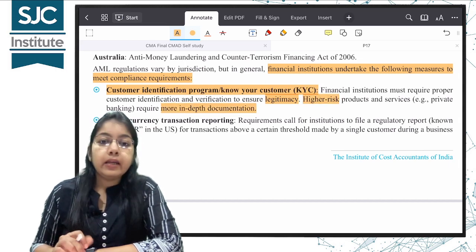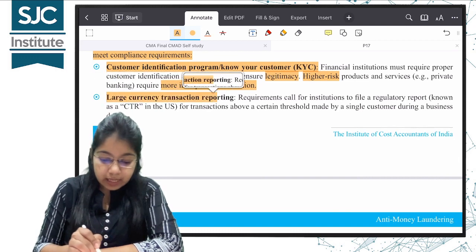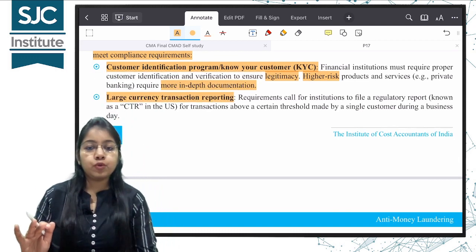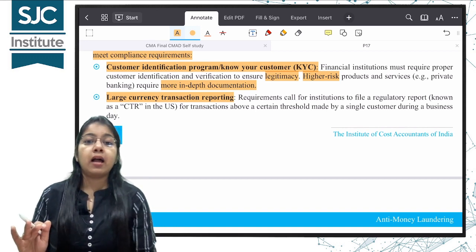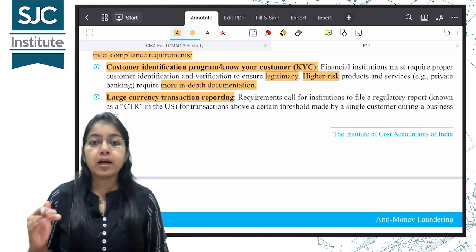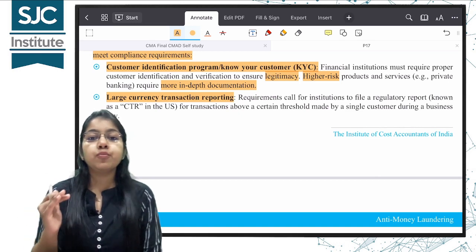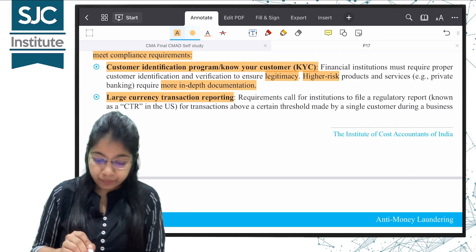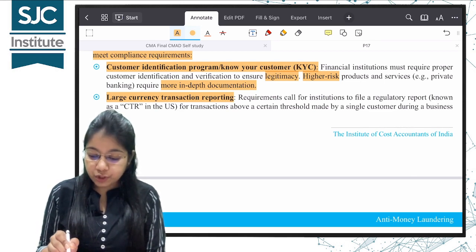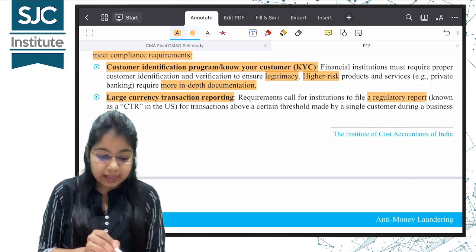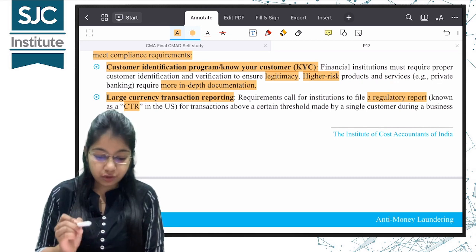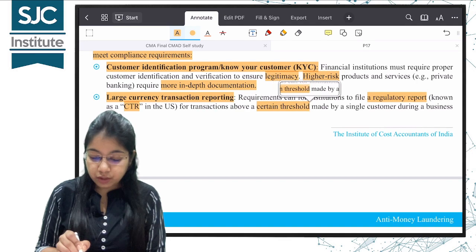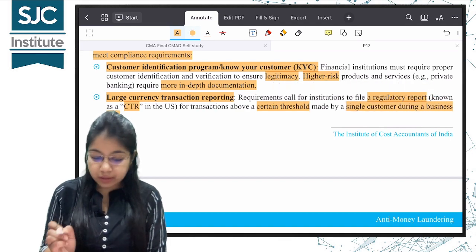Okay. The next one is large currency transaction reporting. Every law, regulation, every country will have its own thresholds, and transactions which cross this threshold should be reported to the law enforcement agencies. Requirements call for institutions to file a regulatory report known as CTR, that is currency transaction report, for transactions above a certain threshold made by a single customer during a business day.